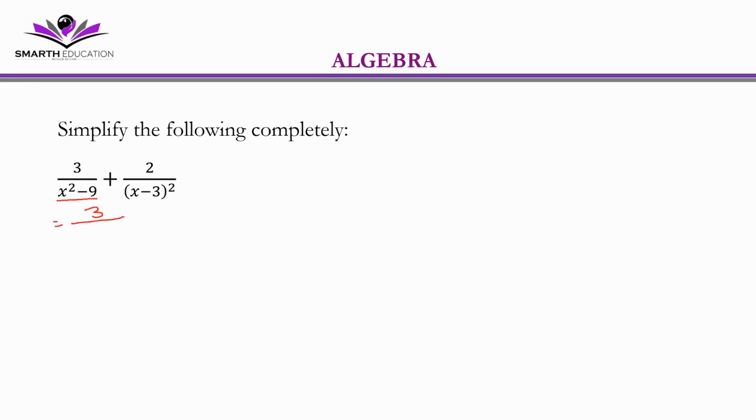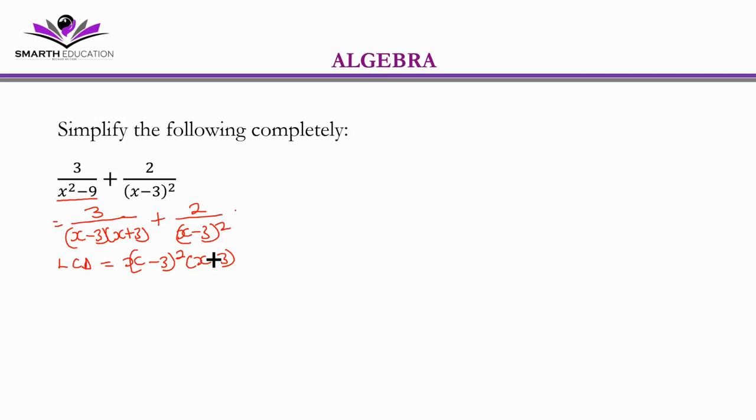This is 3 over x minus 3, x plus 3. Okay, and then plus 2 over x minus 3 squared. Then what is the LCD? Lowest common denominator. Lowest common denominator is equal to x minus 3 squared. And then this is the lowest common denominator.